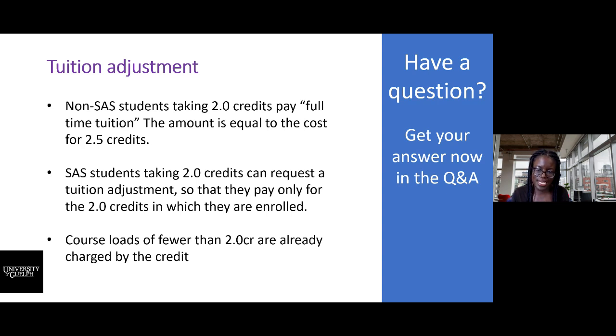If you've decided that 3 courses is my magic number, and I'm going to do 3 courses that are worth 0.5 each, so 1.5 credits, well, that's how much the university is going to charge you for. So that tuition adjustment wouldn't be necessary. But if you've decided, yep, my magic number is 2.0 credits, then make sure your advisor knows that so we can make a note on your file for that tuition adjustment.